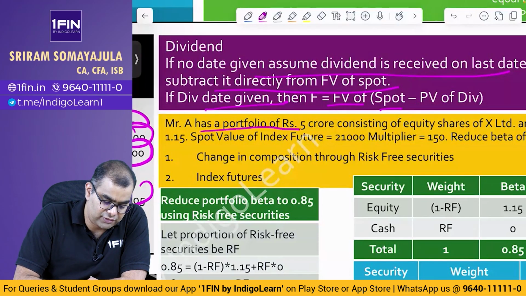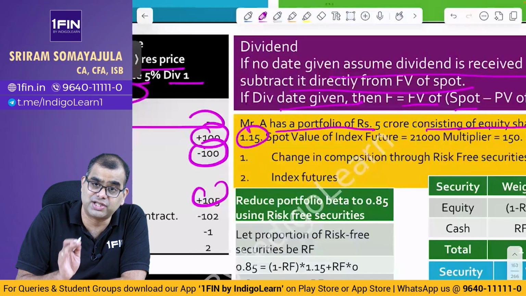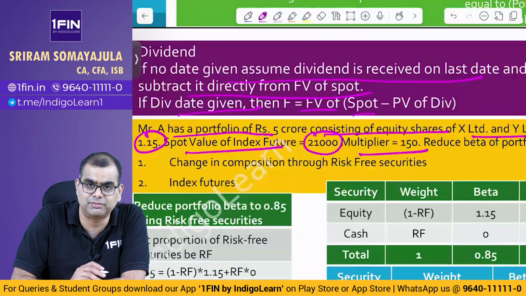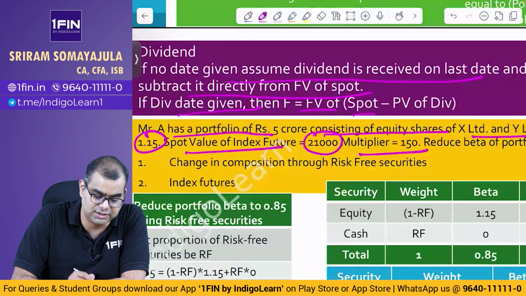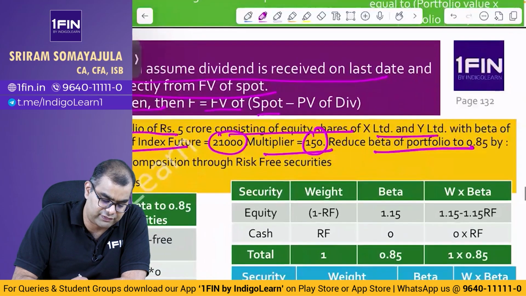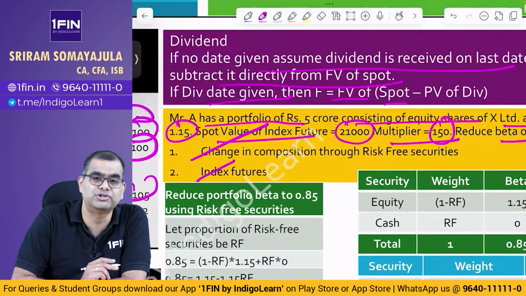Now beta, here is an example. Mr. A has a portfolio of 5 crores consisting of equity shares of X and Y with beta of 1.15. Combined portfolio beta is 1.15. Spot value of index is 2100. The multiplier, number of lot size is 150. Reduce beta of portfolio to 0.85 by change in composition using risk-free securities or using index futures.